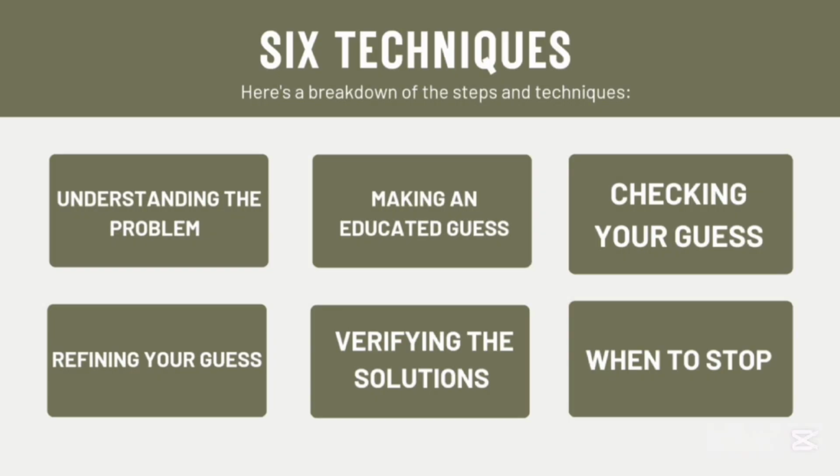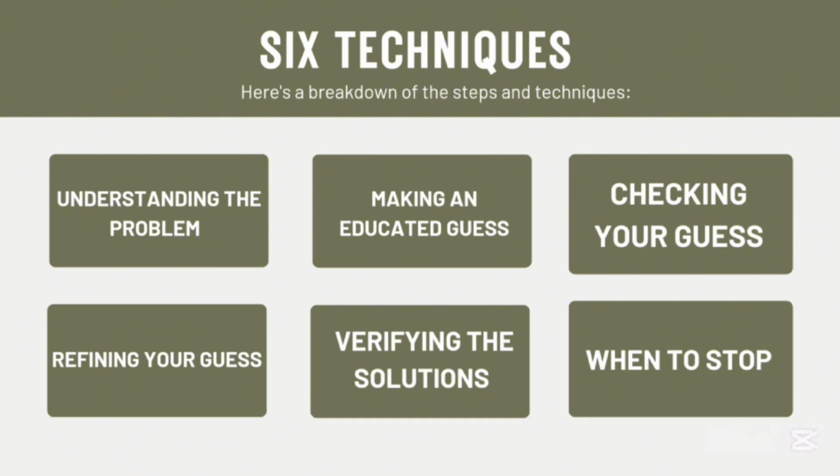So here are our 6 techniques. The first one is understanding the problem. Before making any guesses, thoroughly understand the problem. Identify what you need to find and what information you already have. What are the constraints or rules?